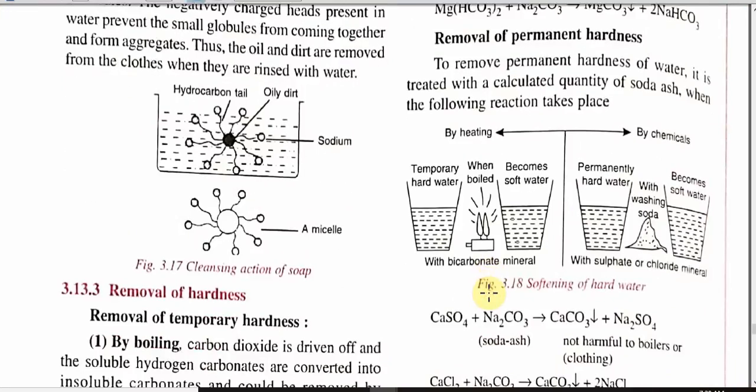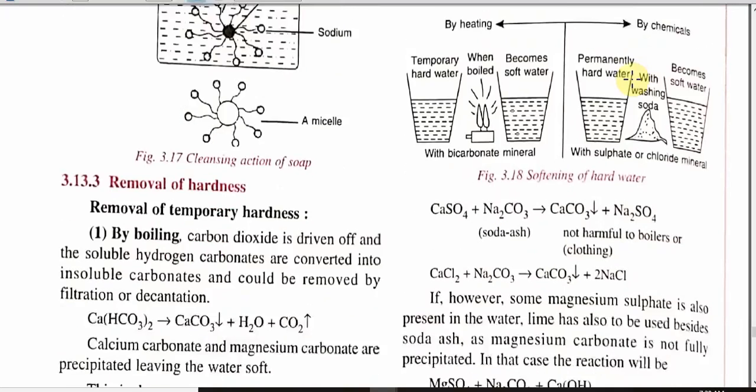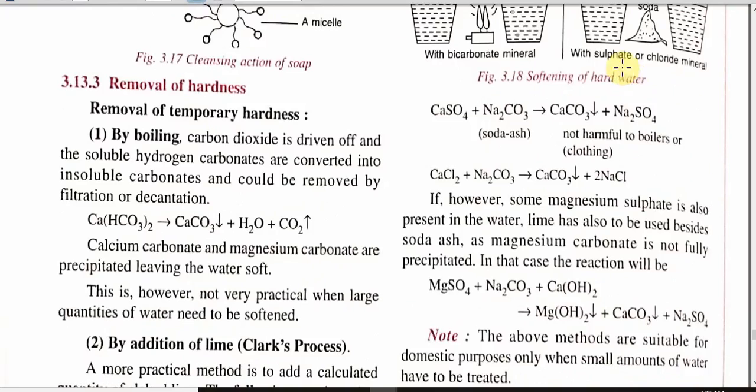Removal of permanent hardness is also done. It is treated with a calculated amount of soda ash. Now this is called soda ash. You can see Na2CO3, and this is calcium sulfate. As a result of this reaction, calcium carbonate is precipitated and hardness is removed.